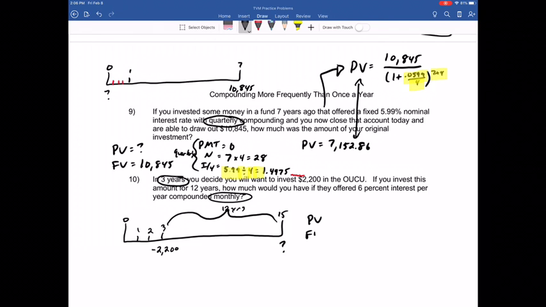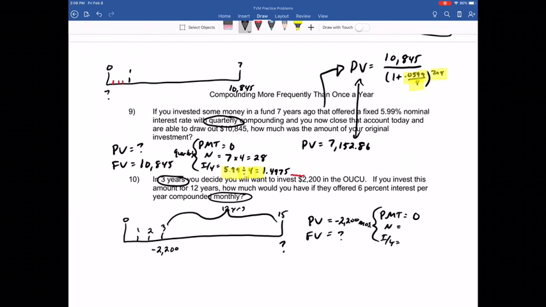So I have present value and future value. I have payment, N, and IY. And again, I group these together because these all need to be input on a monthly basis. The present value is the negative $2,200. I'm solving for the future value.